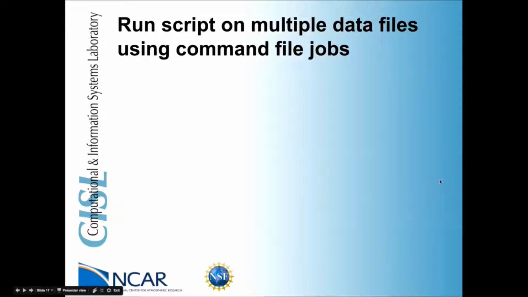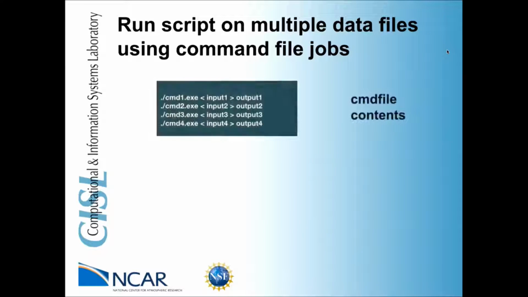One last job example. This is a functionality that was available on Yellowstone and will similarly be available on Cheyenne. It's a pretty useful idea. So let's say I have a script, could be a Python script, for example, or it could be a Fortran program or whatever, but it's a serial program, so it doesn't actually have MPI parallelism or OpenMP threads, but I want to run that command, or I want to run different commands on different data files, and I want to do that all in the same job.